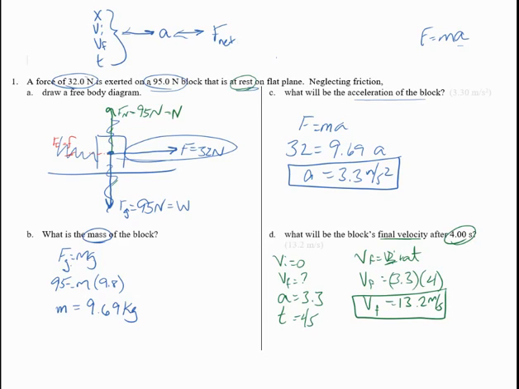You can be given the different forces acting on the object and use that to calculate acceleration, and then use the acceleration to calculate the kinematics. In the next one, we'll go the other way. We'll be given the kinematics and solve for the forces.